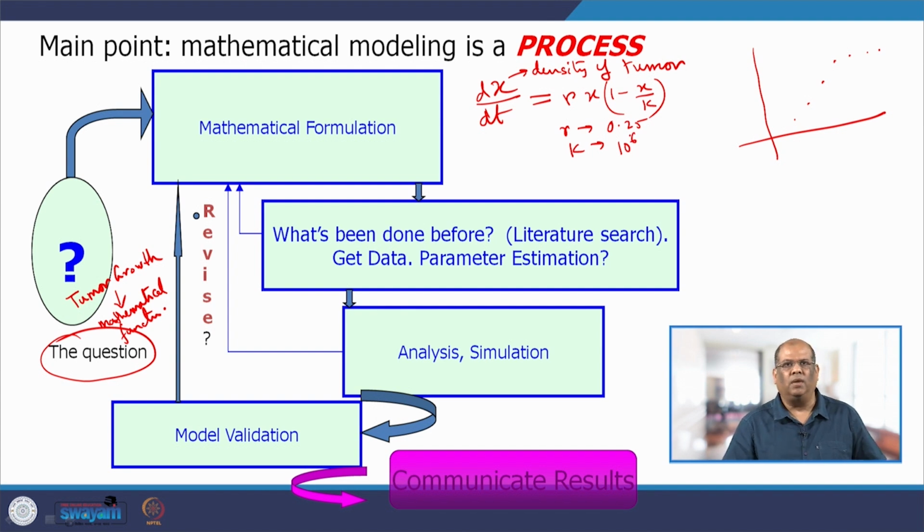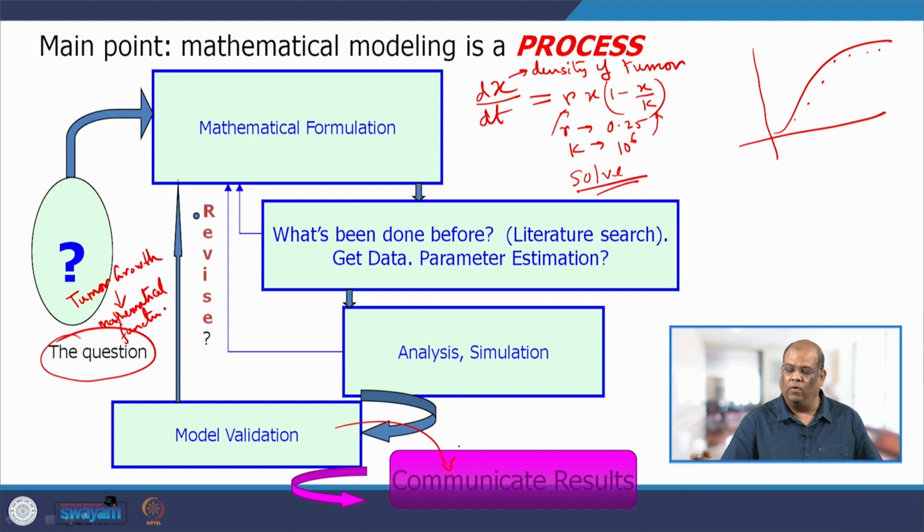So, once you estimate the value of these parameters r and k, you plug those values here, you solve the differential equation, and once you solve the differential equation, you will get the graph. When you get the graph, you plot the graph and you see whether it matches with the data or not. If it matches with the data, then your model is validated and you communicate the result.